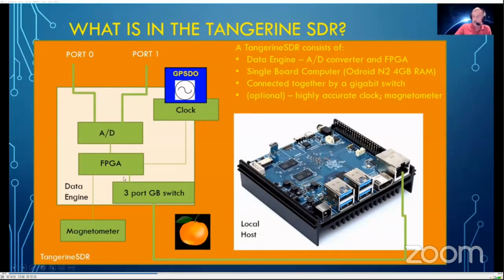The data is then collected. It moves through a 3-port gigabit switch into the central, that is the local host. And the local host is tied by internet up to the central control system. Today, we're using the Odroid N2 4 GB RAM single board computer. We hope to make this work on the newest high-end version of the Raspberry Pi as well.